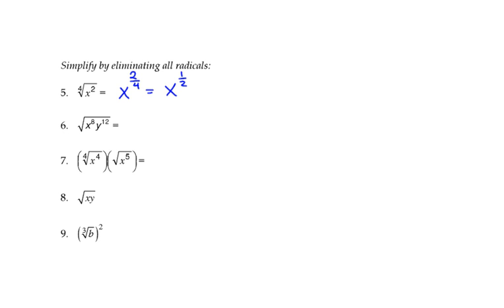Because power over root. So the power over the root, 2 over 4. No, because x is a variable, so we can't solve any further. So we're just simplifying by eliminating all radicals. That's what they want us to do.